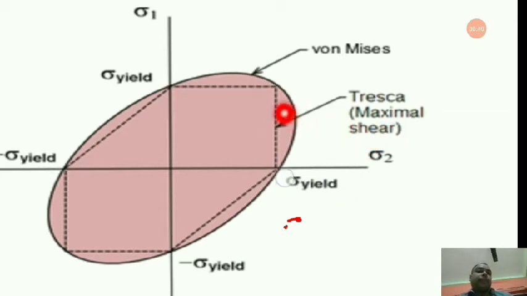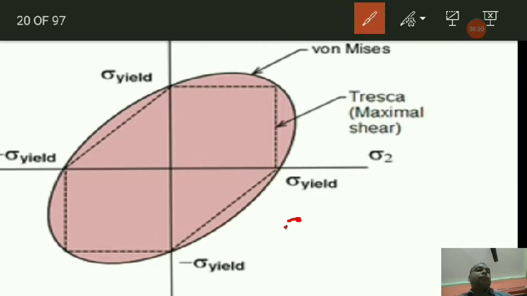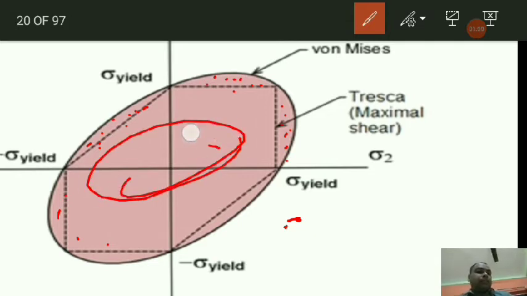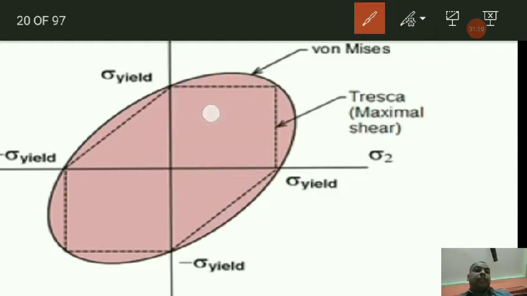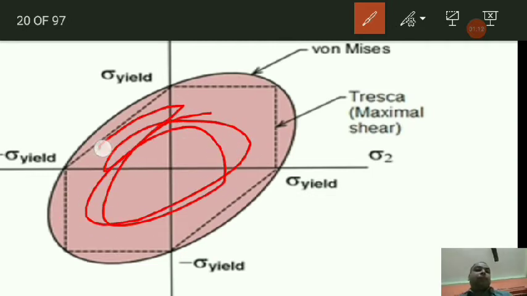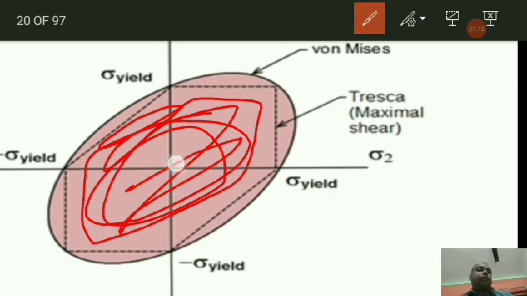Okay. And this outside elliptical region is for von Mises. So what does it mean? If you are considering von Mises, then these points outside the polygon are also safe for your ductile materials. These points inside are always safe, but these points are safe for von Mises if you are considering von Mises. But if you are considering Tresca, then this region is safe up to the polygon. Okay, if you are considering Tresca.